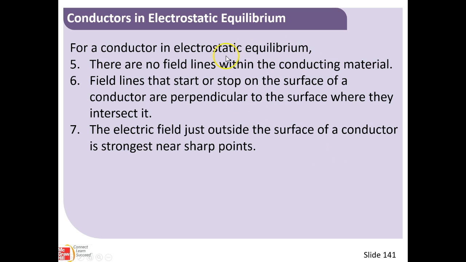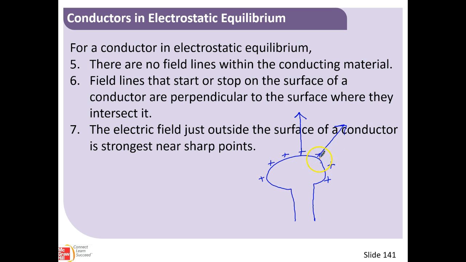For a conductor in electrostatic equilibrium, there's no field lines within that conducting material. So remember we said that that Van de Graaff generator would have all of the charges on the outside, and because of that you're not going to have any electric field lines within that conducting material. Field lines that start or stop on the surface are perpendicular, so the field lines here are going to go straight away because these are all positive charges. And the electric field just outside the surface is strongest near the sharp point.